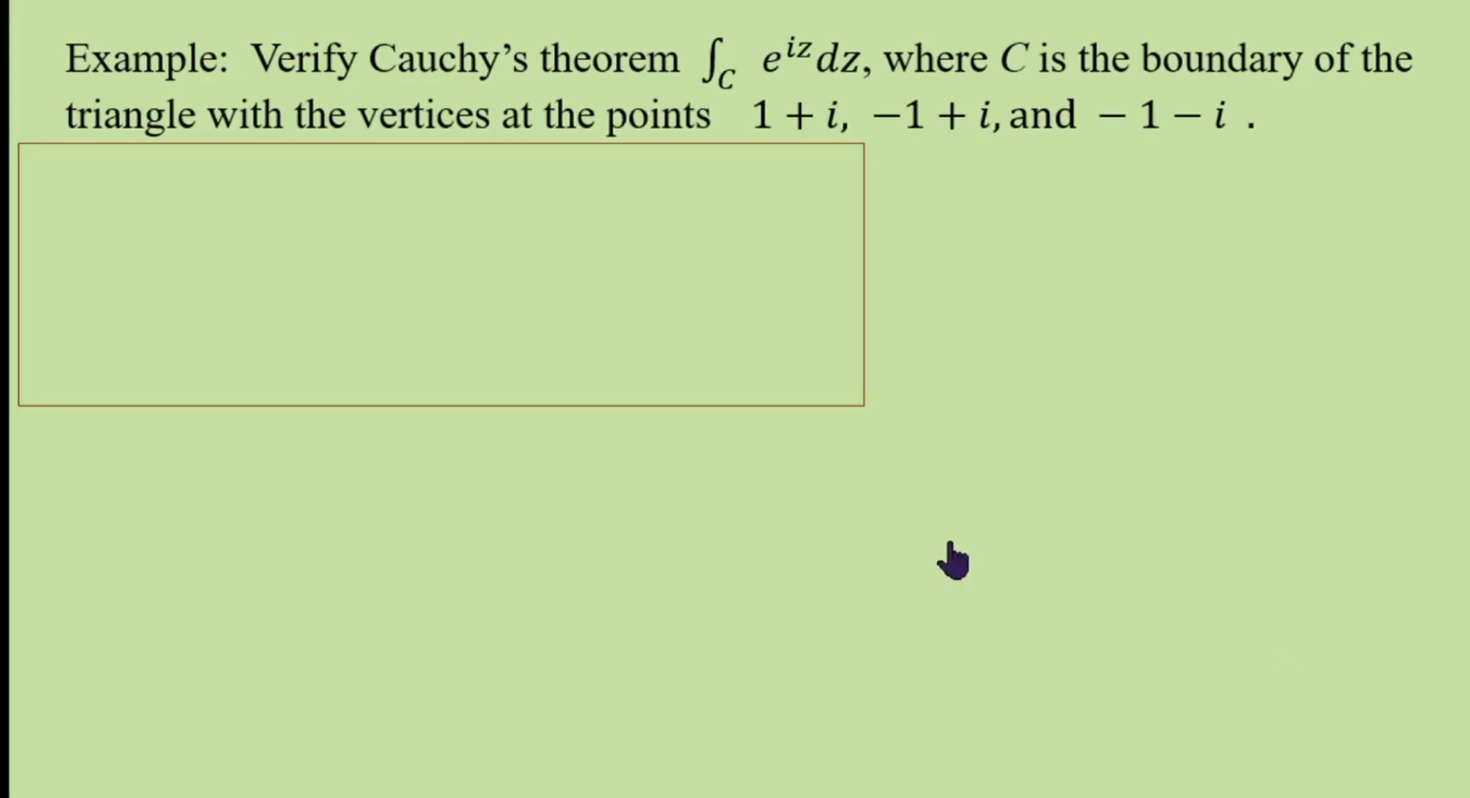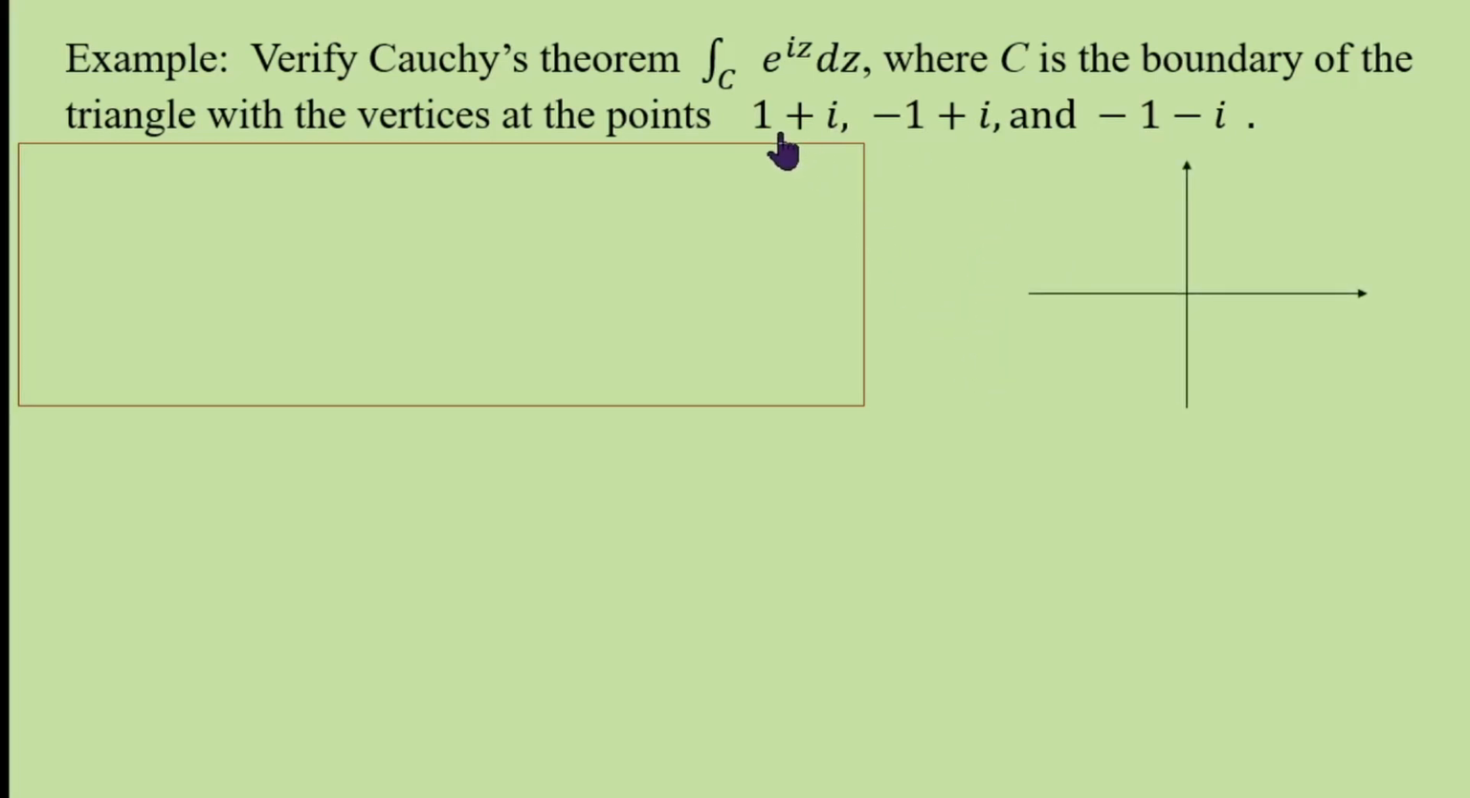Next one. Okay, one example. Verify Cauchy's theorem on the integral of e power iz dz along the curve C, where C is the boundary of the triangle with the vertices at the points 1 plus i, minus 1 plus i, and minus 1 minus i.